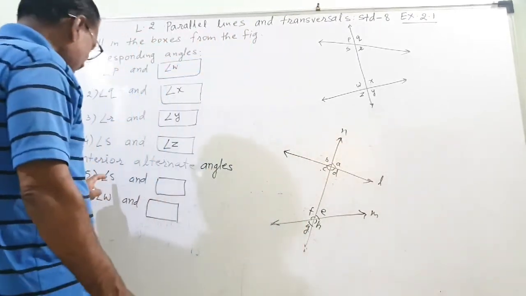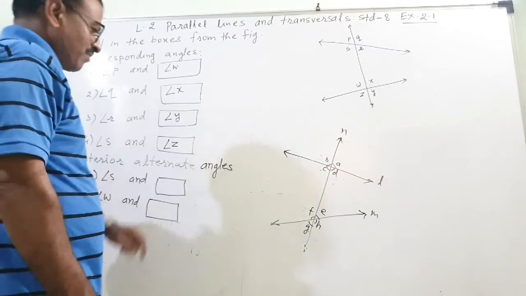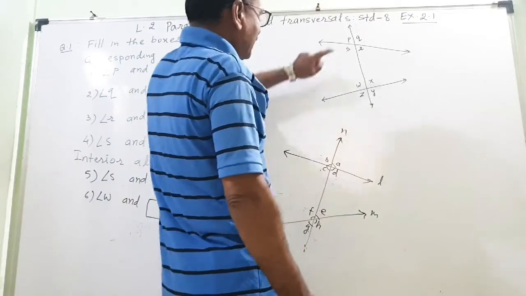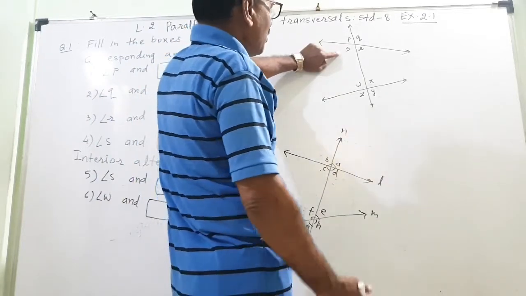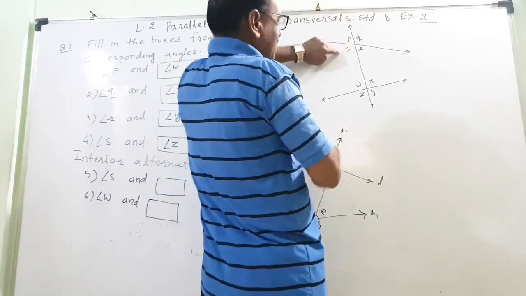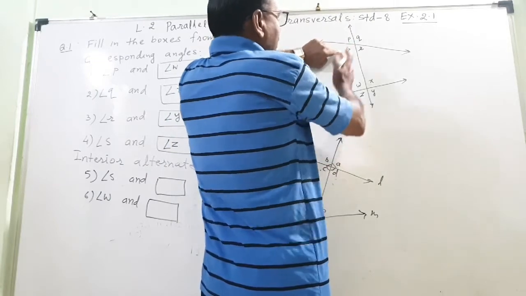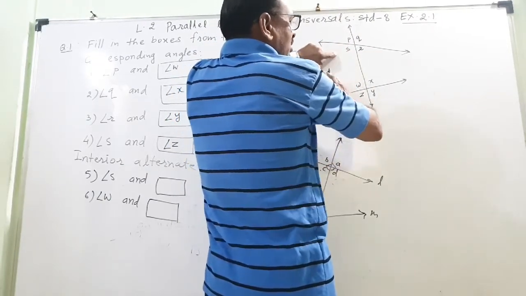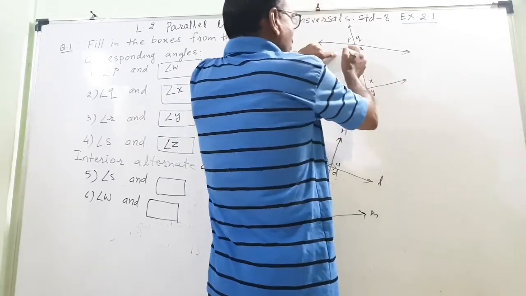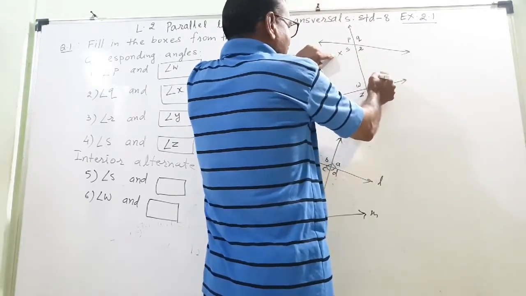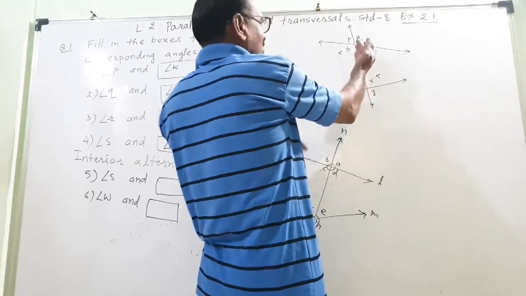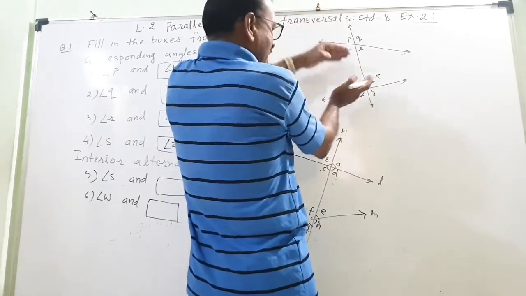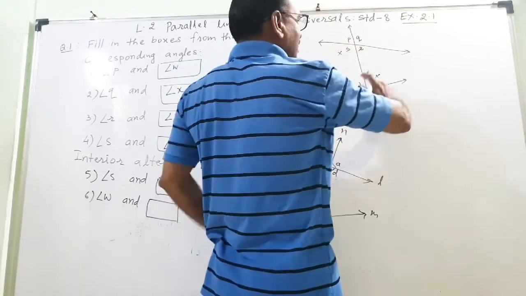So angle S, where will I find angle S? Here I will find. Yes, it is inside. Yes, it is interior. This is on the left. So inside I want to find on the right. That will be called this and this. S is on the left side, inside. X is inside, on the right side.